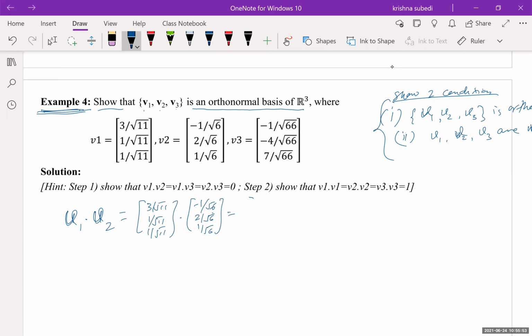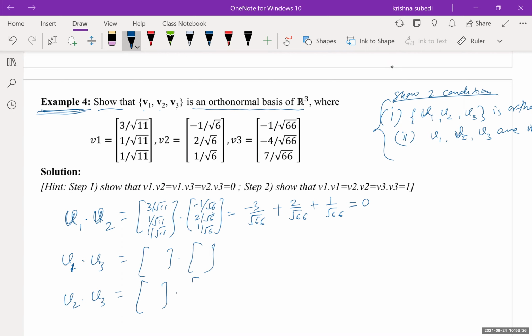So the dot product will be, this is 3 times negative 1 will be negative 3 over square root 66, plus 2 over square root 66, plus 1 over square root 66, which is 0. In the same way, you can calculate v1 dot v3, how much is that? v2 dot v3, how much is that? Okay, I'll leave it to you and let me know whether all of the dot products are 0 or not.